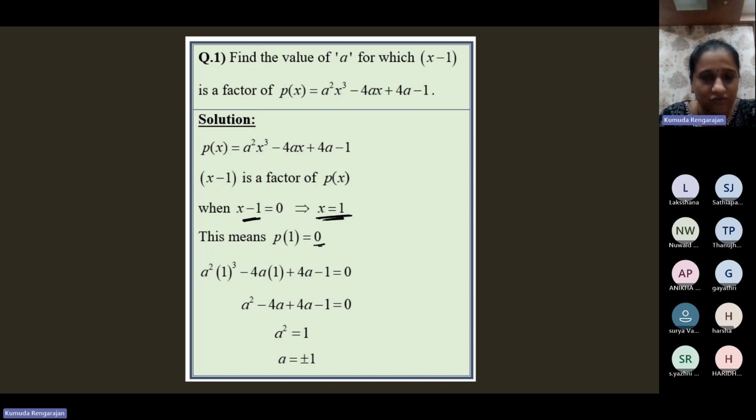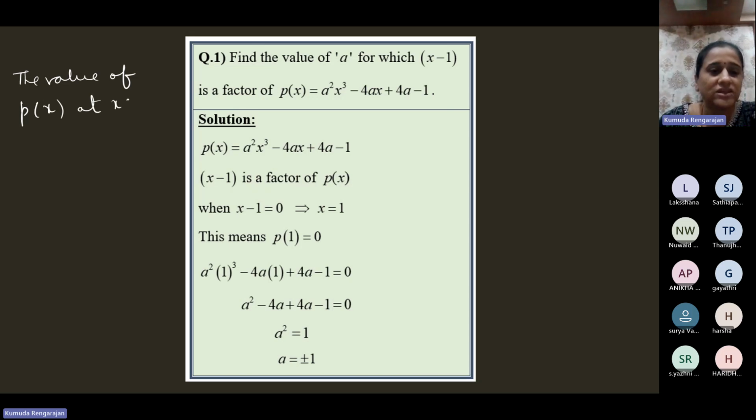So here it's a factor, so we know the remainder is 0. For what value of x? When x is 1. So I'll write it here. The value of p of x at x equal to 1 is 0, because the remainder is 0. Why is the remainder 0? Because it's the factor.